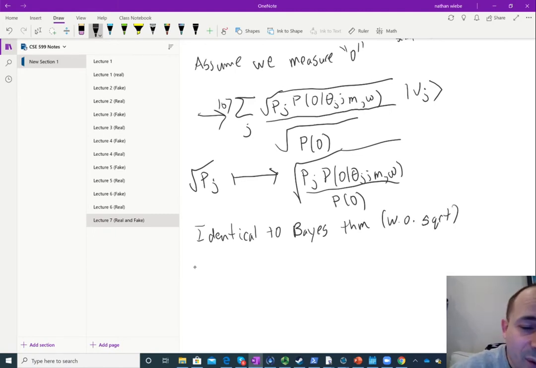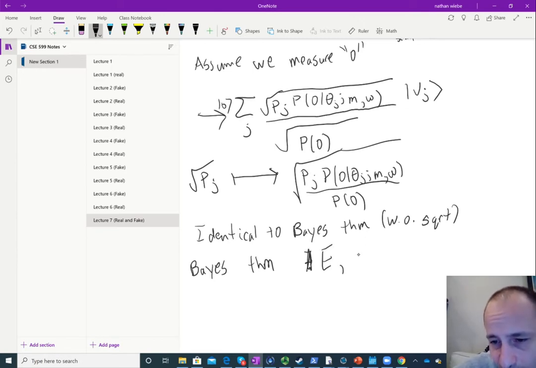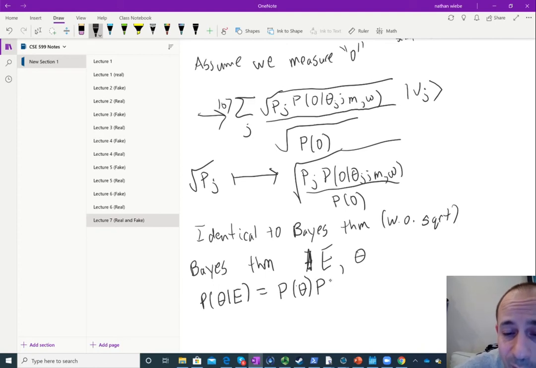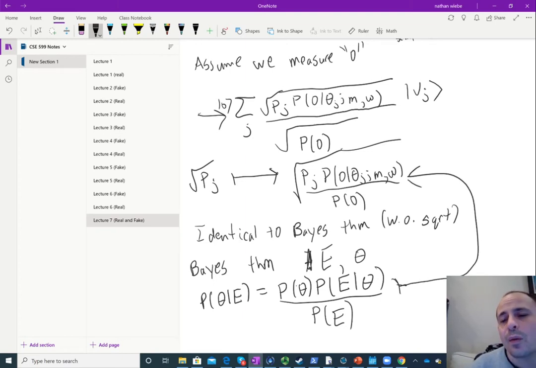So Bayes' theorem ends up saying that for any event E and for any hypothesis theta, the probability of theta given E is equal to the prior probability of theta that you ascribe, times the likelihood that E would occur given hypothesis theta being correct, divided through by this normalizing constant called P of E. And you'll note that this is exactly that form.